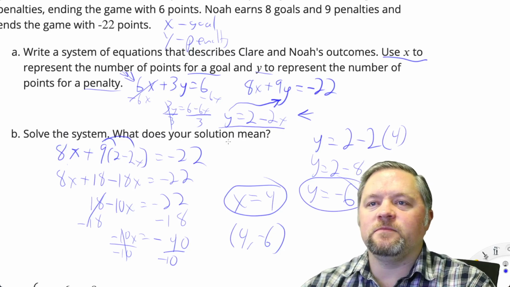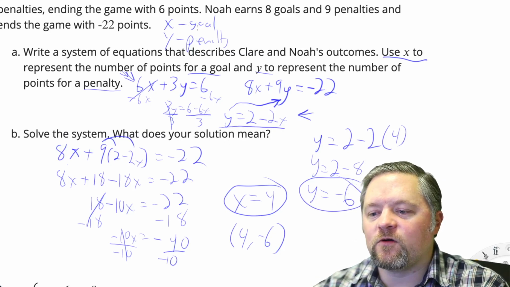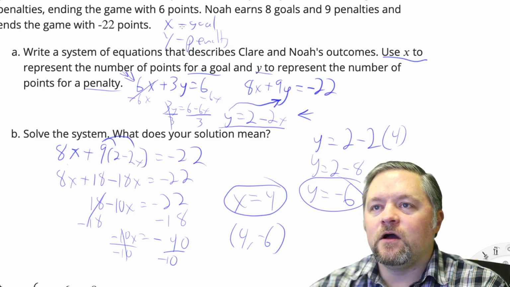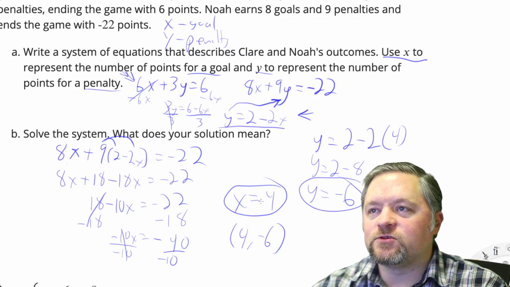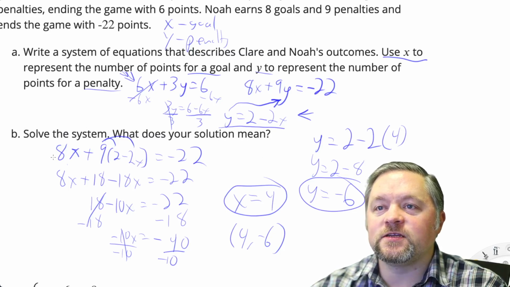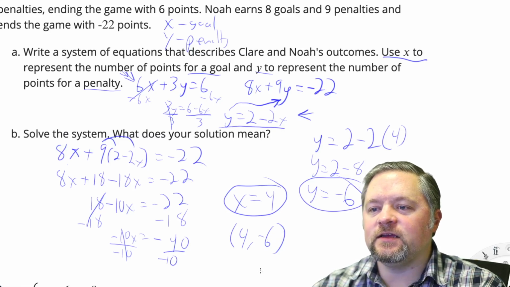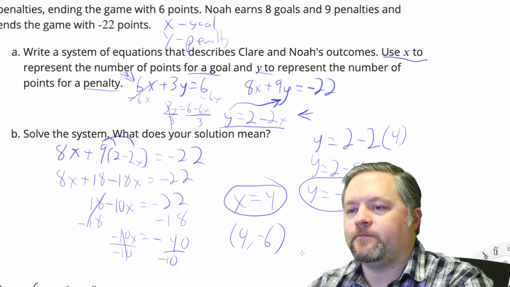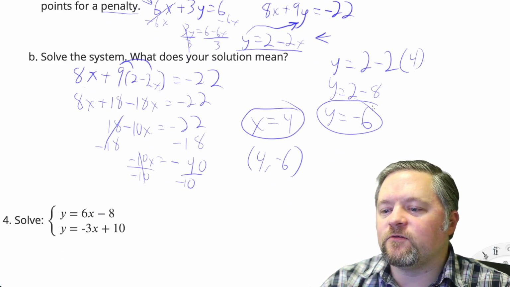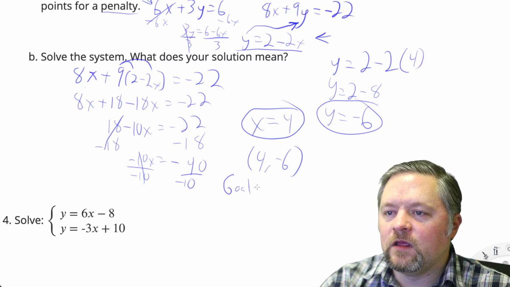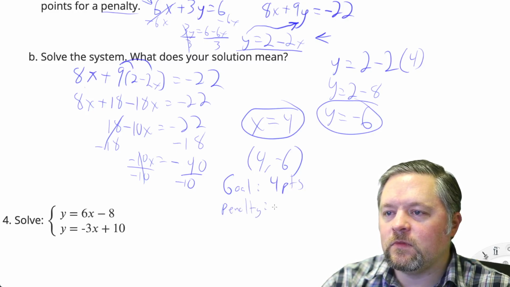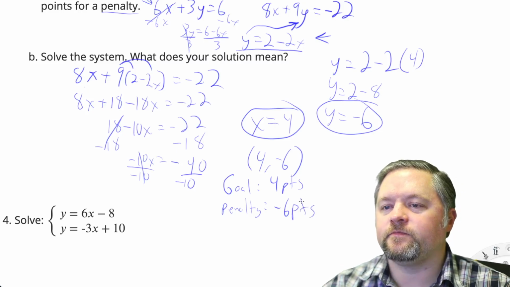What does your solution mean? Well, let's look back up to what we wrote at the beginning. A goal is x. A penalty is y. Use x to represent the number of points for a goal, y to represent the number of points for a penalty. It means a goal is 4 points and a penalty is negative 6 points. Let's write that out so we remember. Goal, 4 points. Penalty, negative 6 points.